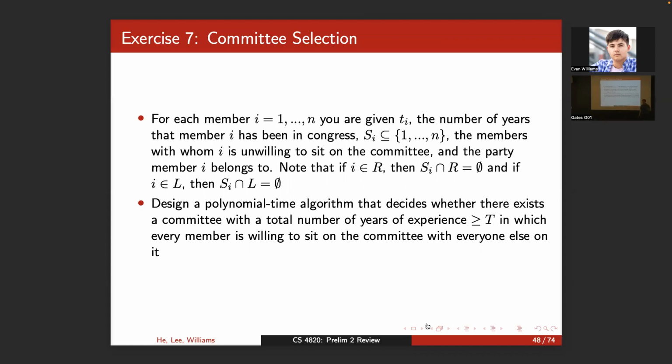Right, so this one's pretty tricky. I'll give you guys 5 minutes to think about it. I don't think most of you will get it in 5 minutes, but if someone does, that'll be great.